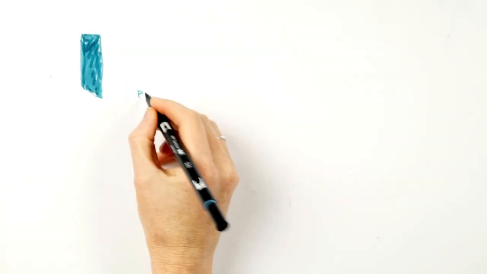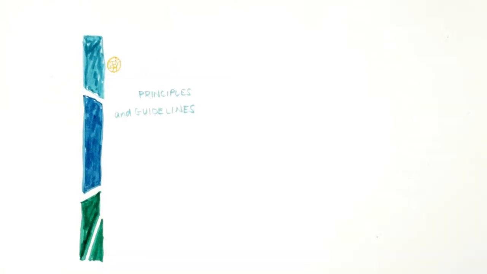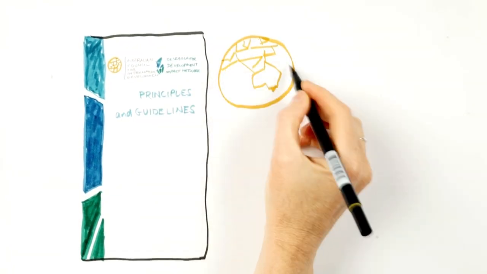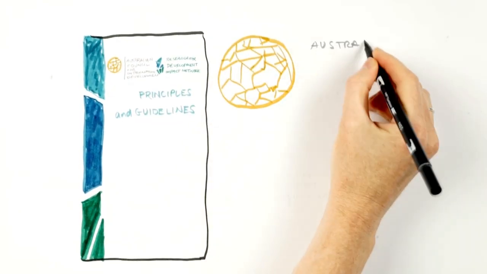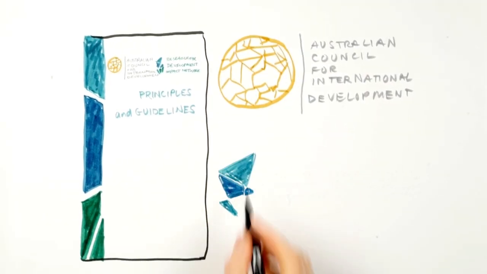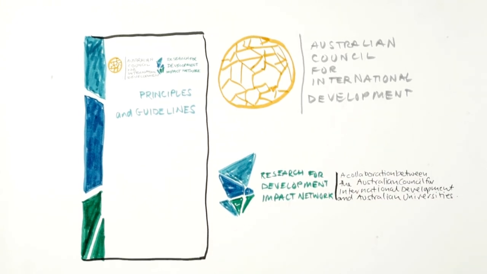Welcome to this short film about the principles for ethical research and evaluation in international development. These principles have been developed by ACFID, the Australian Council for International Development, and the Research for Development Impact Network. Shortly, you will learn about the four principles.